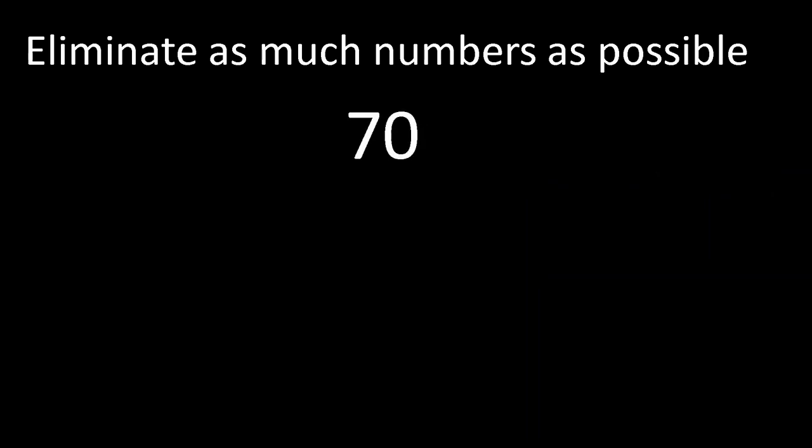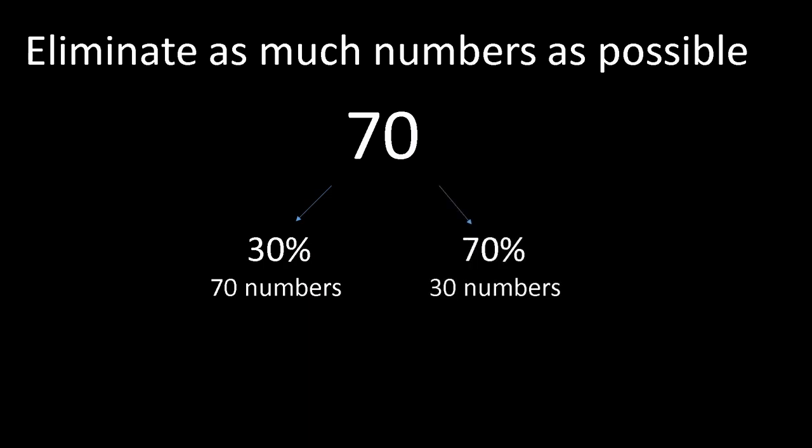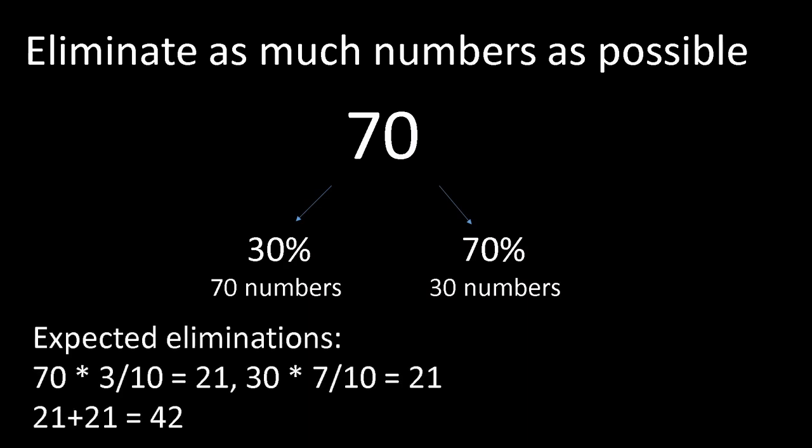For example, if we guess 70, there's a 30% chance it will return true, which would eliminate 70 numbers. And there's a 70% chance it will return false, which would eliminate 30 numbers. We can calculate the expected number of eliminations with 70 multiplied by 30% and 30 multiplied by 70%. See if you can figure out the general formula.